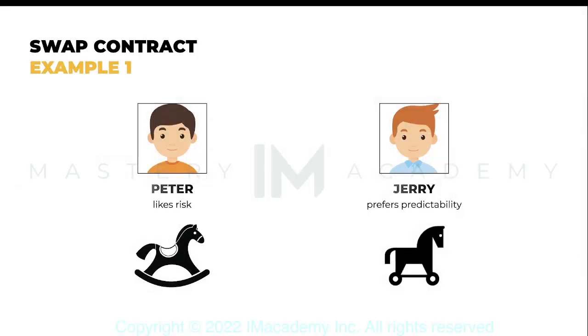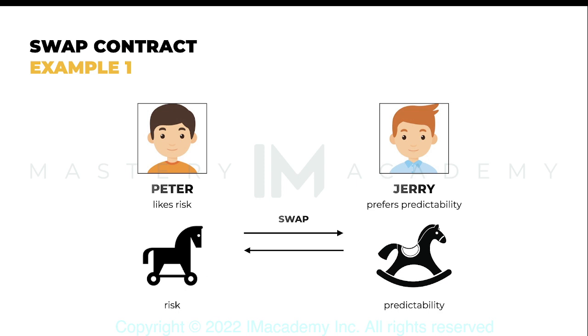So coming back to our little story. Jerry would rather just sit on the rocket horse and do nothing, while Peter likes risk, and Peter proposes to do a swap. And now let's see what happens. So here in the swap, Peter has taken on the risk, and Jerry has swapped risk for predictability: the risk of the wheeled horse for the predictability of the ride on the rocking horse. It's the exchange of risk for predictability, which lies at the heart of all swaps in the financial system.